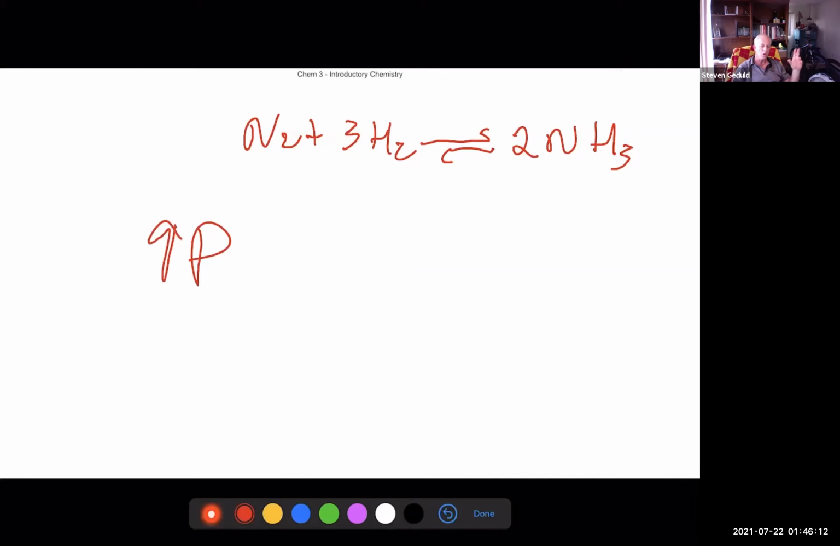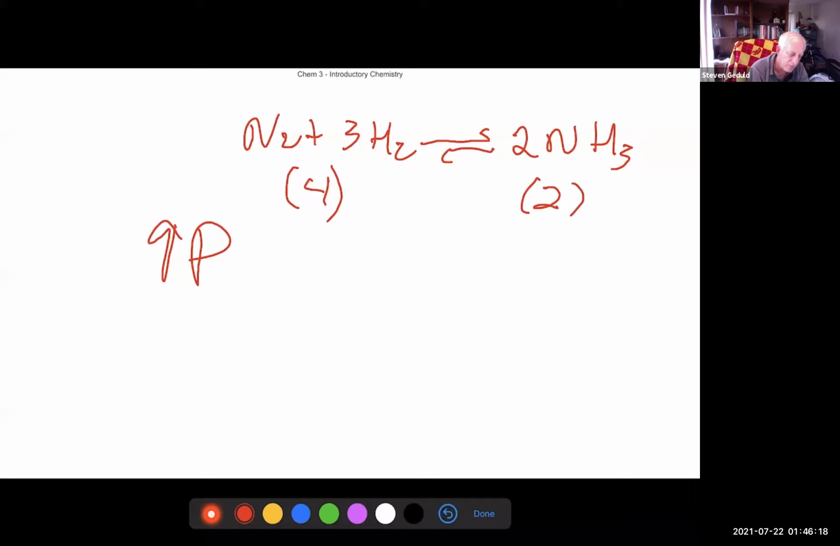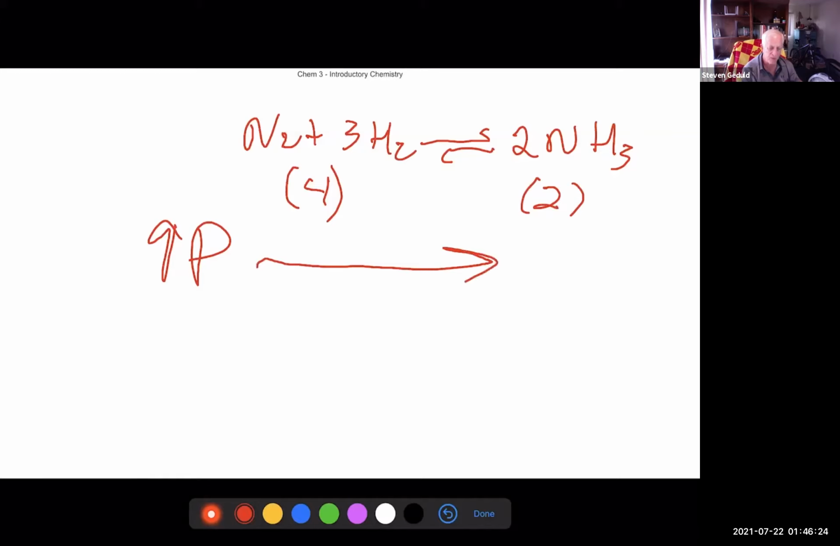In other words, the total number of moles on this side is 4, 3 hydrogen, 1 nitrogen. The total number of moles on this side is 2. If I increase the pressure, there's more moles on one side, so it's going to push it to the lower side. So if I increase the pressure of that reaction, I'm going to decrease my N2, decrease my H2, and increase my NH3. I'm going to push my reaction toward the least number of moles.